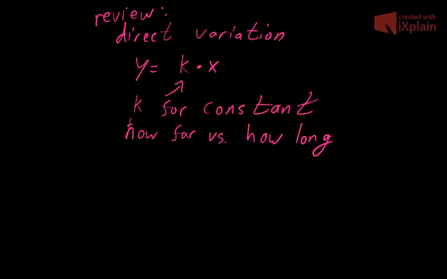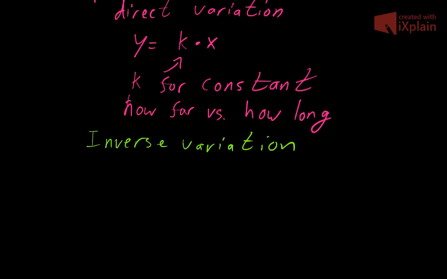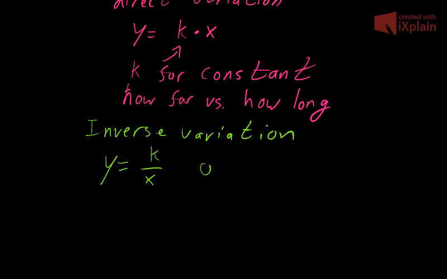But now we're going to do something called inverse variation. And this is very, very close to the same thing with one key difference. Instead of y equals k times x, we're going to have y equals k divided by x. So that is the only difference between direct variation and inverse variation. So another way to put this would be y times x equals k. So we have two variables and we multiply them together and we always get the same thing.